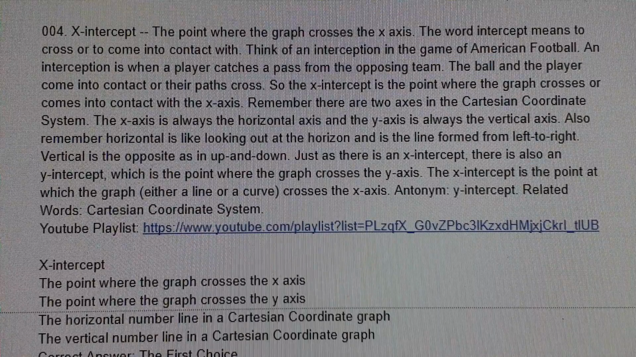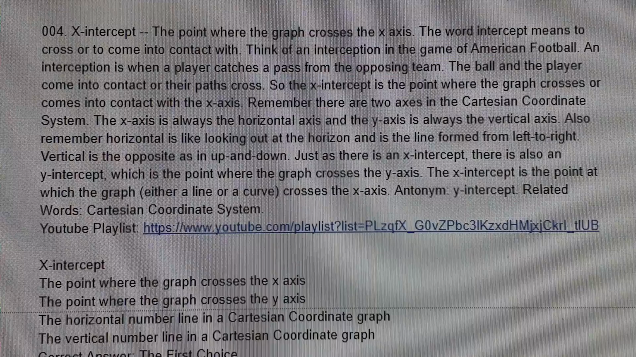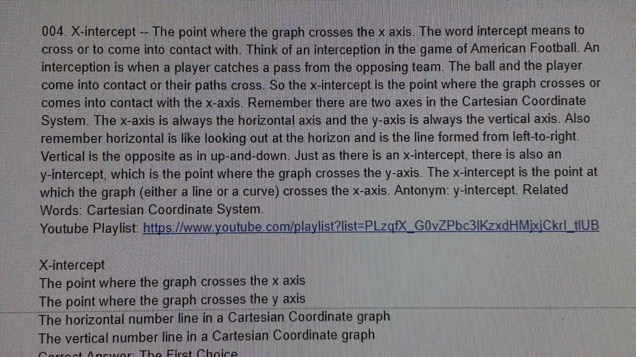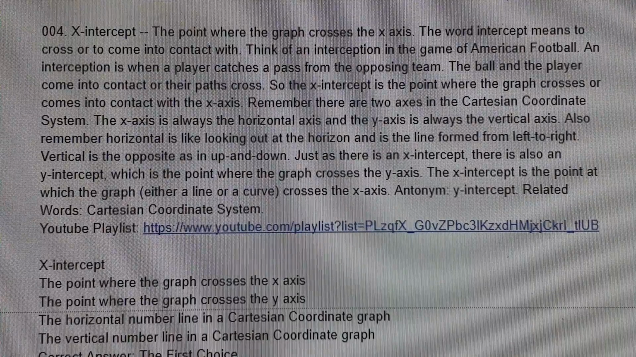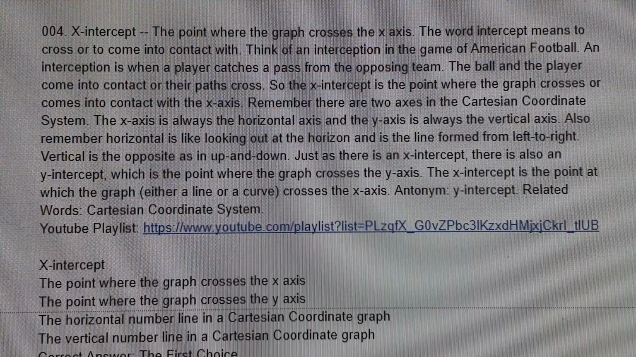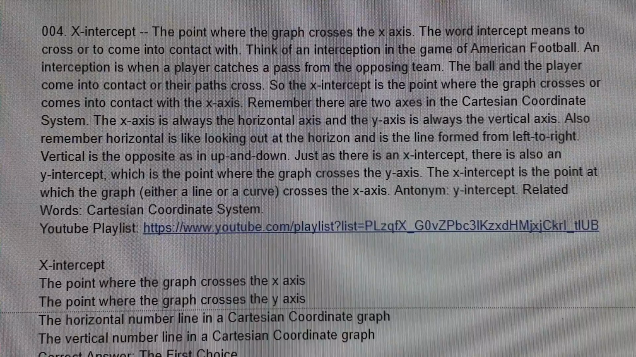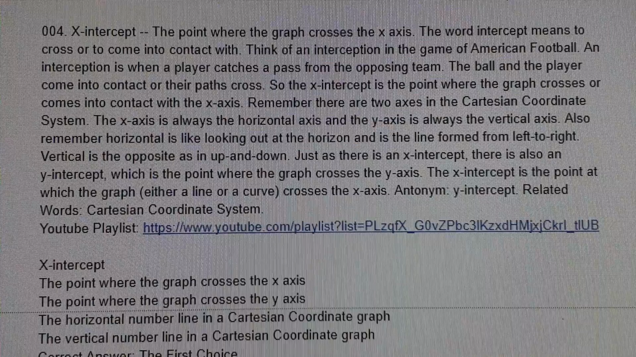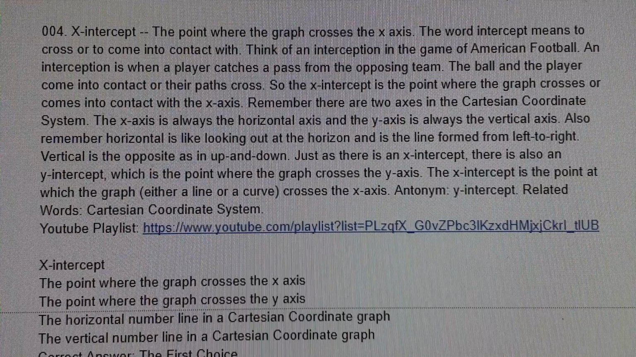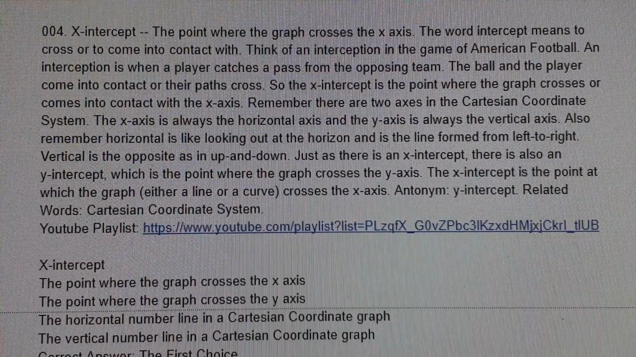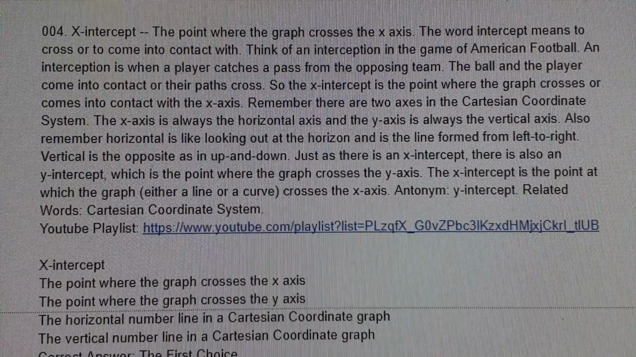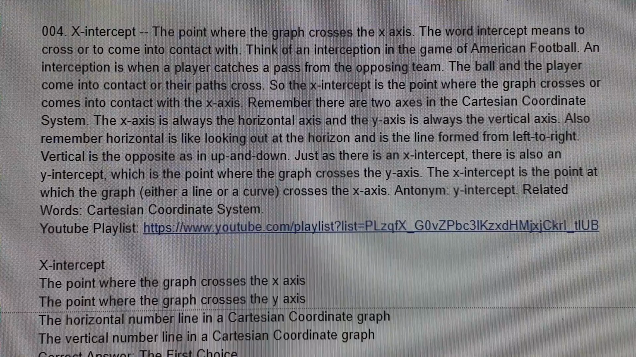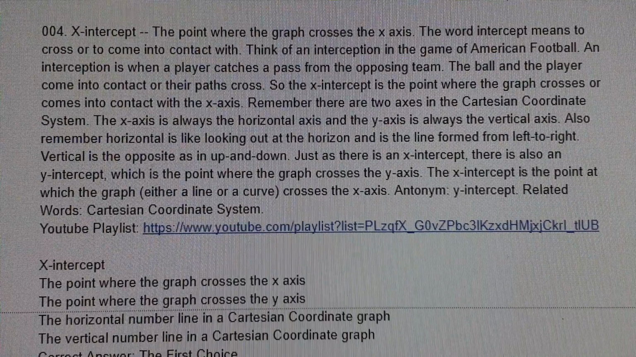So the x-intercept is the point where the graph crosses or comes in contact with the x-axis. Remember, there are two axes in the Cartesian coordinate system. The x-axis is always the horizontal axis, and the y-axis is always the vertical axis. Also remember, horizontal is like looking out at the horizon and is the line formed from left to right. Vertical is the opposite, as in up and down.